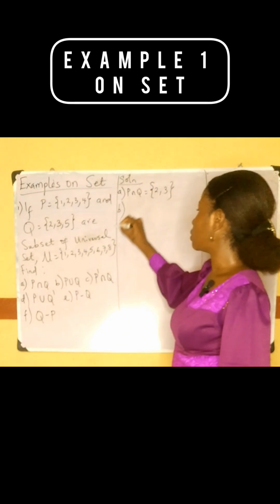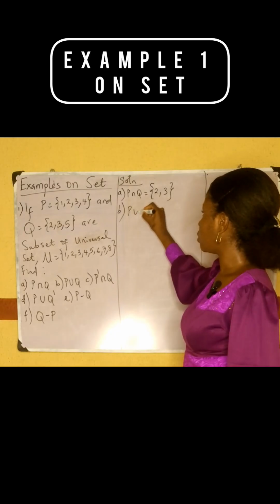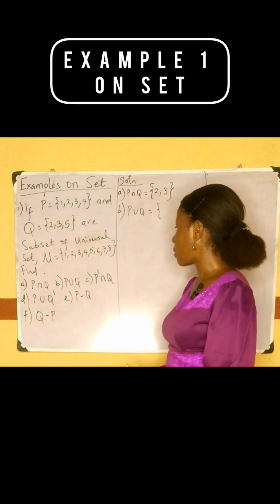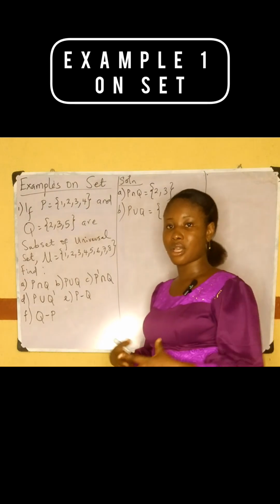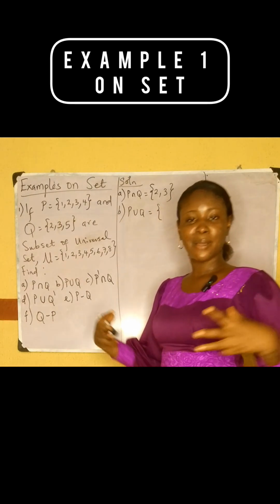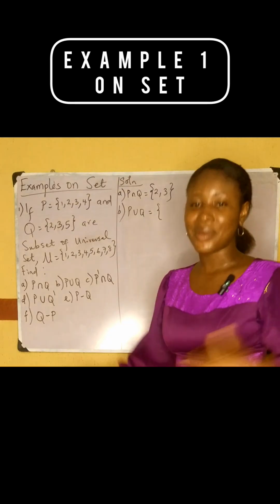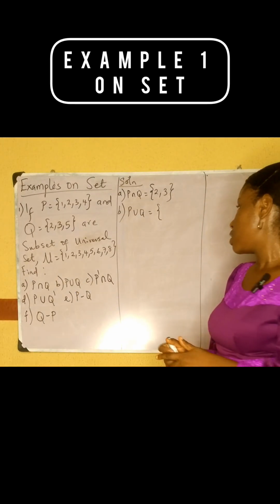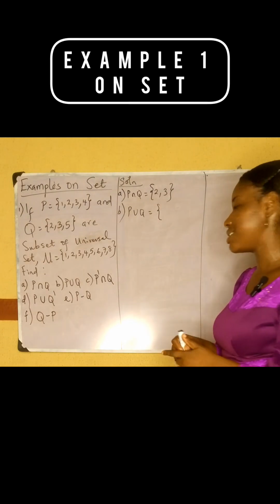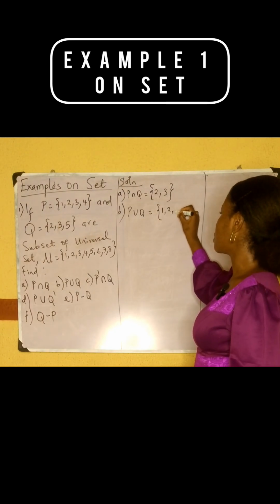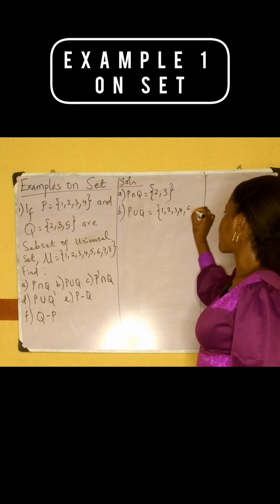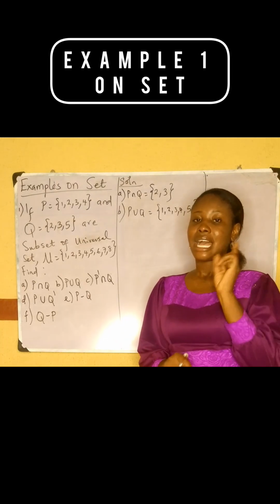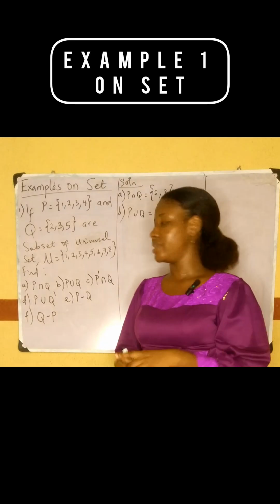Then for the second one, we are looking for P union Q. P union Q is asking us, what would it look like if I combine P and Q together? Like marry them together, bring them together. That's union. That U means bring them together. So if I'm bringing it together, I like to arrange it. So it's going to be 1, 2, 3, 4, 5. Note, I did not repeat any elements.